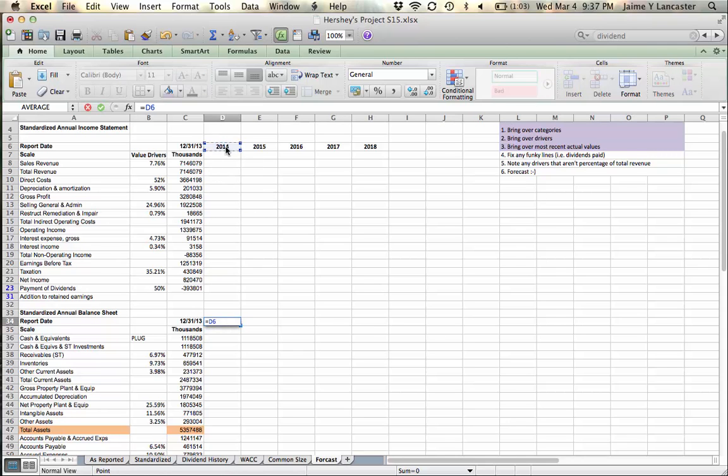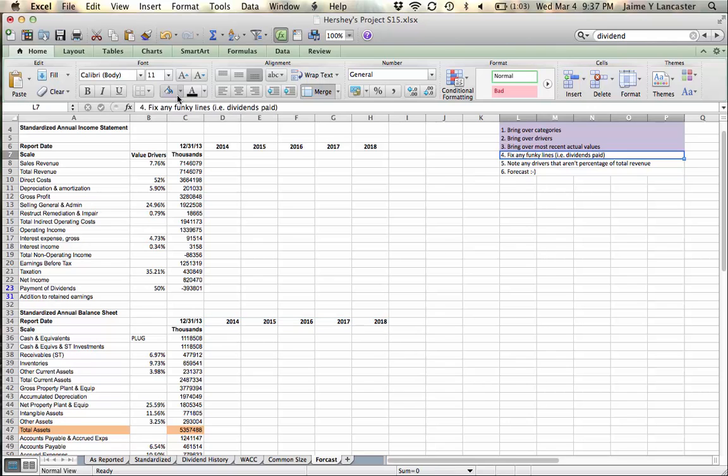So what is next? The next thing is to note the drivers that aren't a percentage of total revenue. And I don't mean things like interest or depreciation or cash, which is the plug. What I mean is that most everything gets forecasted as a percentage of total revenue except for those ones that we went through, right? Tax, interest, depreciation, cash.